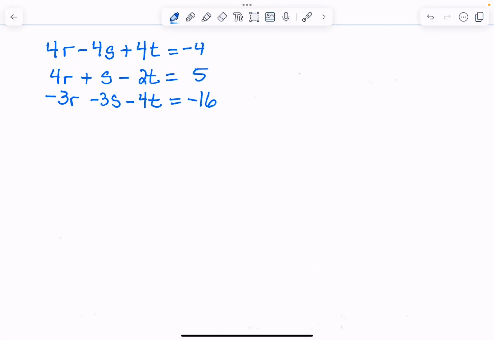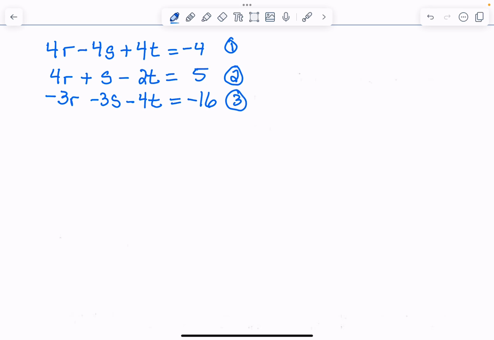Okay, so I wanted to make this video for you. So here's a 3x3. You can pause it and copy it down. Maybe you want to try it before you watch the rest of the video. But we call this equation 1, equation 2, equation 3.